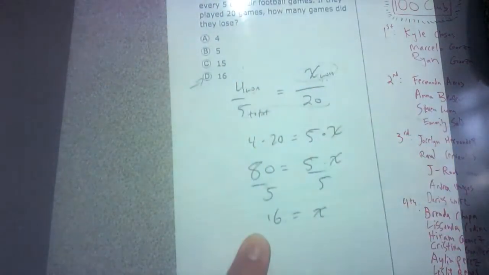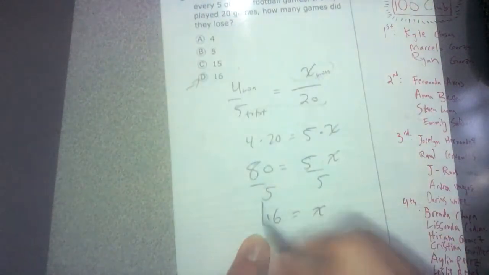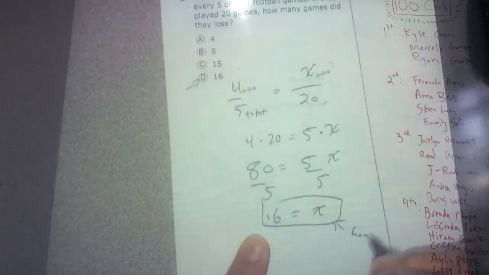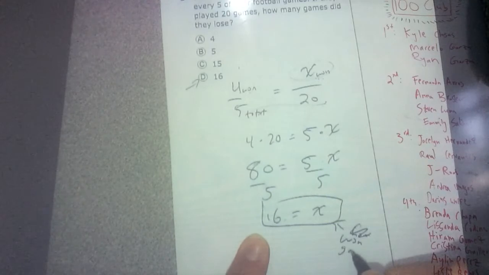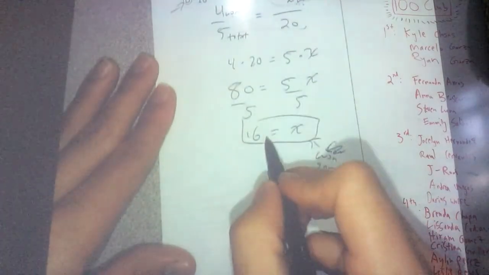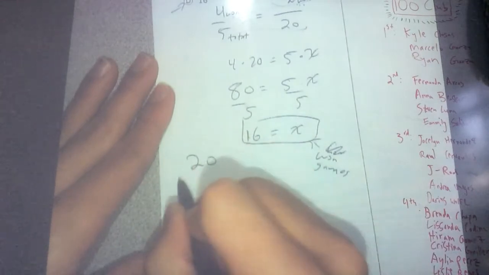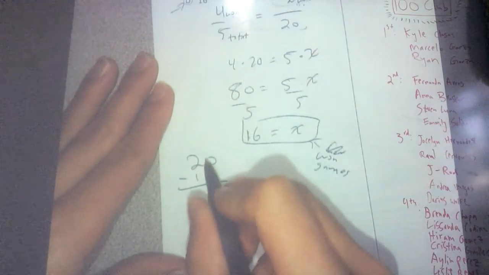Now a lot of you put 16, but this is the number of won games. So if I want the number of lost games, I just subtract 16 from 20, which gives me 4.